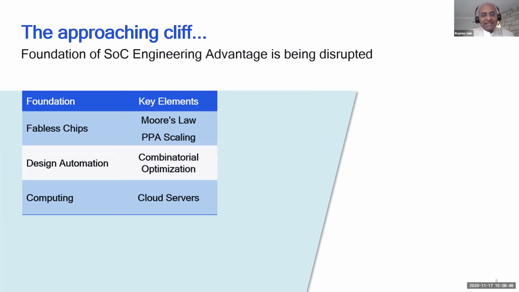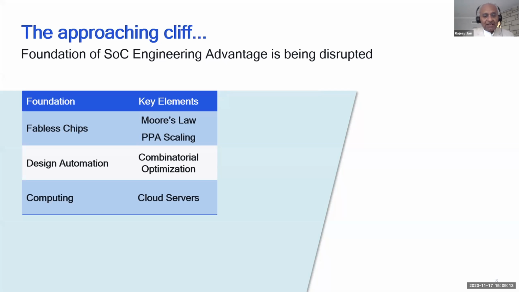Now, if you think about the key elements that are embodied in this foundation, on the fab side, it was clearly Moore's law. We had this luxury of getting enormous gains in power and performance for the same area or less area year after year, which we call the PPA scaling. And that allowed us to upgrade the chips and therefore the products and get people to go out and buy new things every year and fuel the growth of the industry.